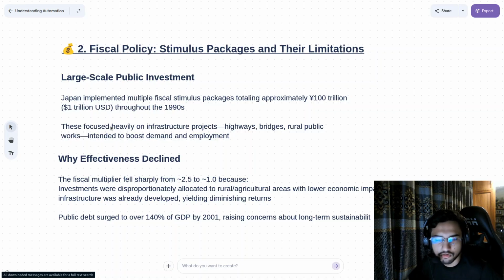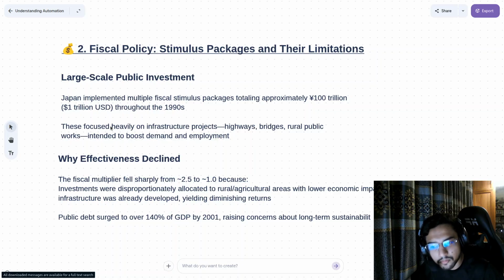And it did not work because the fiscal multiplier fell sharply from 2.5 to 1. Okay, like it fell to almost less than half. Okay, what is the fiscal multiplier? The fiscal multiplier is like how much your economy is growing.